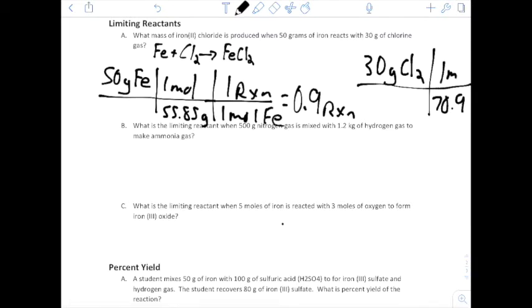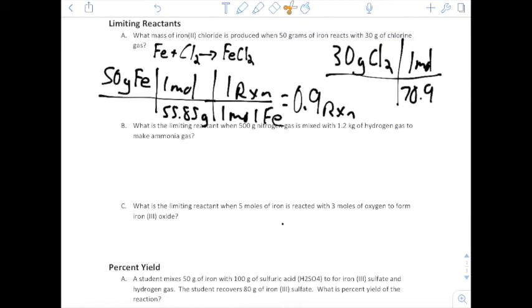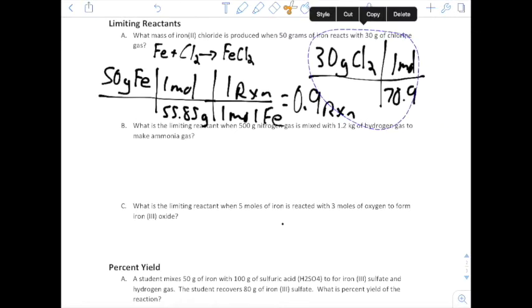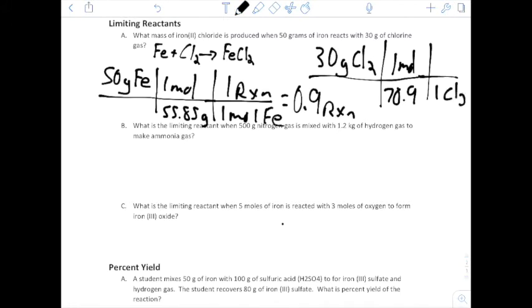And if we look at it within one reaction, how many chlorines do you have? What's your coefficient? 1. So all you do is you set it up, 1 chlorine for every 1 reaction. So when we do this, we get 0.42 reactions, and that means that it produces the least amount, which means that is the limiting reactant.